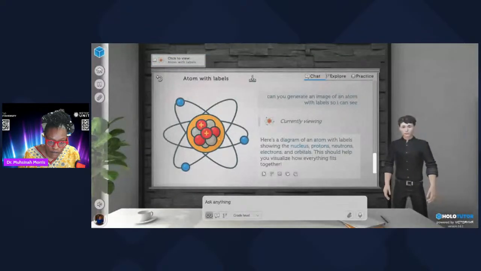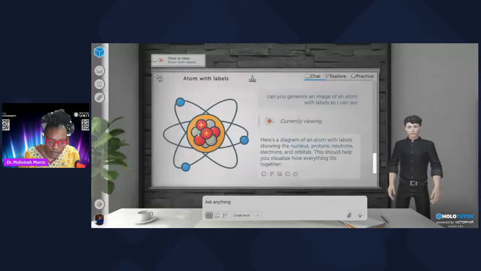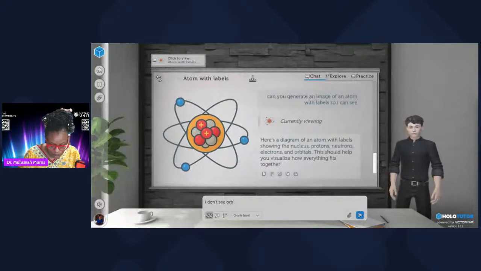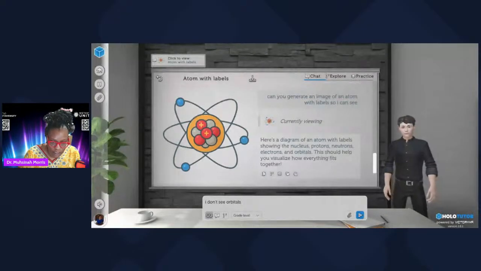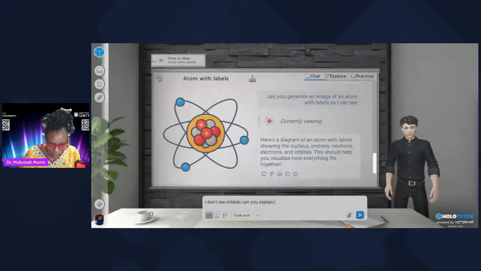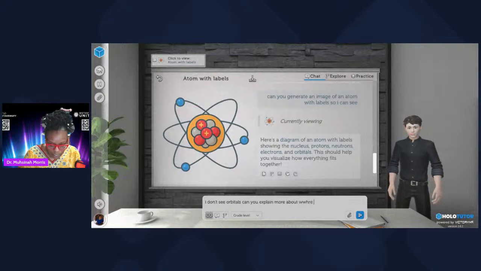So it does show you the protons, which are positive, the neutrons, which are the gray ones, don't have a charge. It also shows you that it's inside of a nucleus, and it shows you the electrons. Now, it doesn't show orbitals, but I guess it's using where they look. I don't see orbitals. Can you explain more about where?